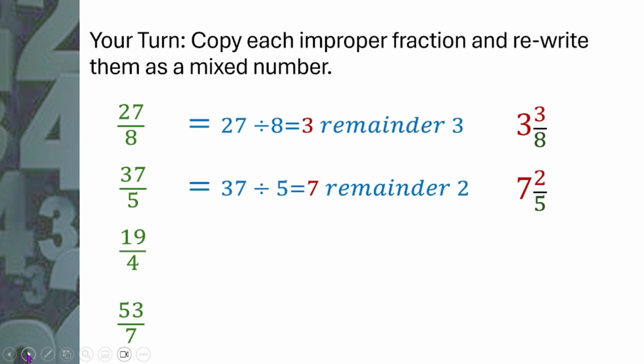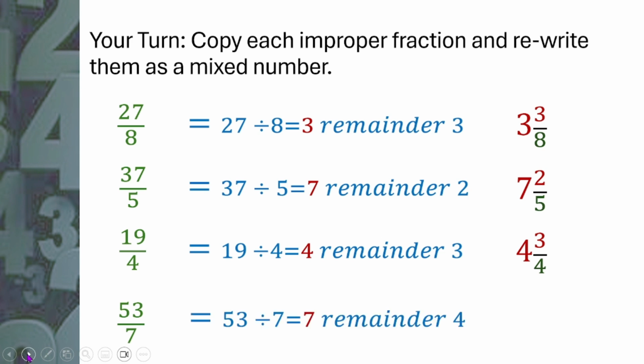Question 3. 4 times 4 is 16. Therefore, 19 divided by 4 is 4. This is going to give me a remainder of 3. So we take the whole number 4, and then the 3 goes at the top of our fraction, and the 4 goes at the bottom. 4 and 3/4 is our answer.